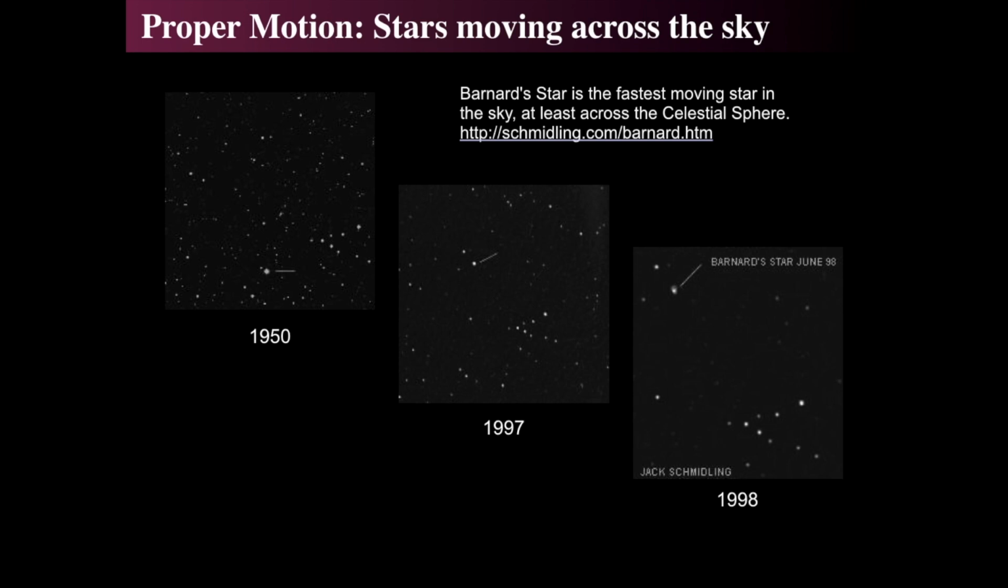in the sky. So let's look first at a very interesting guy's work, a guy named Jack Schmidling, who likes photographing Barnard's star in the sky. He's been doing it for a long time. One of his first photos is from 1950, then 1997, 98. He took these pictures and put them on his website, which is schmidling.com barnard.htm. So you can go take a look at his website to see what he's been doing.